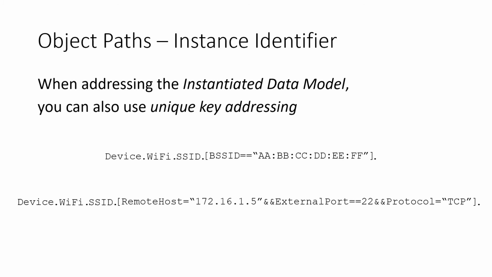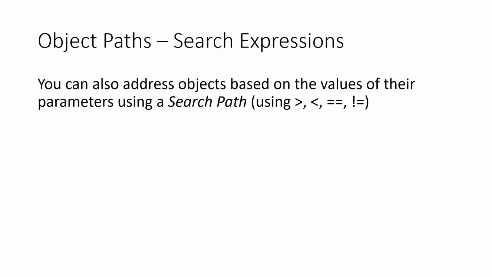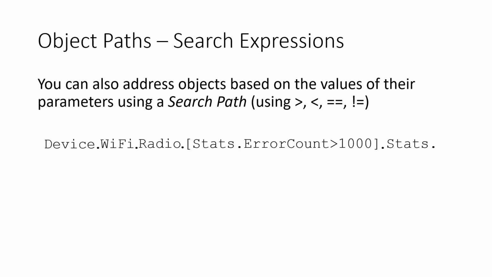There is another method for addressing service elements. These are called search expressions or search paths in USP. You can use a search expression to address objects that have a particular parameter value, in the same fashion as unique keys, or to request objects that have the parameter values in comparison to an operator like greater than, less than, equal, or not equal. For example, if you wanted to retrieve the statistics of a Wi-Fi radio where the errors sent are greater than 1000, you could use this path name to find the offending Wi-Fi connection.